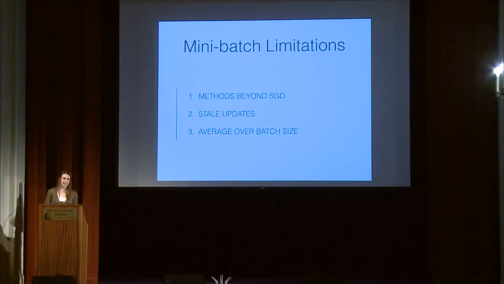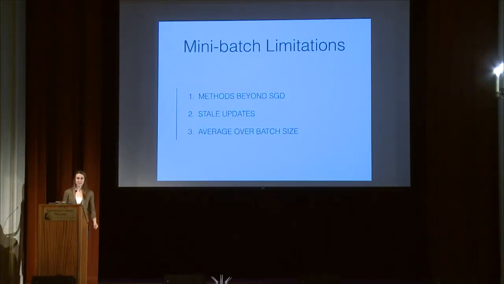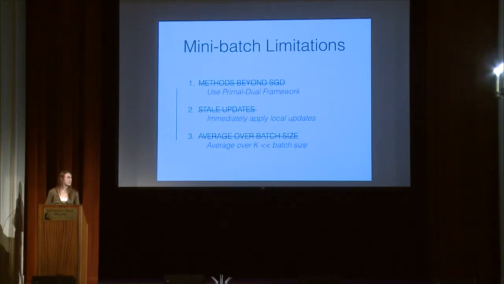And the last thing is that, like I said, we're taking that average over the batch size. This can be bad for the following reason: you're making these updates and taking some step progressing to the optimal solution, and then you have to divide by the size of the batch. So that is cutting back the progress you're making. Can we do something better than that? This tees me up nicely to talk about CoCoA, because these are the three limitations that we really addressed when developing our algorithm.